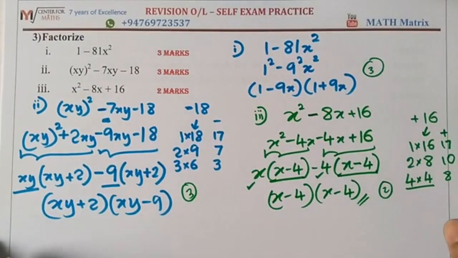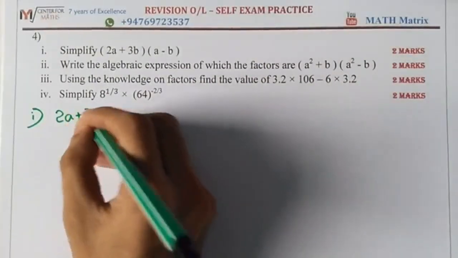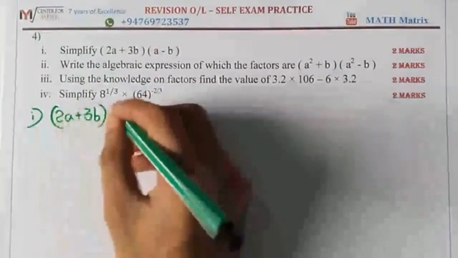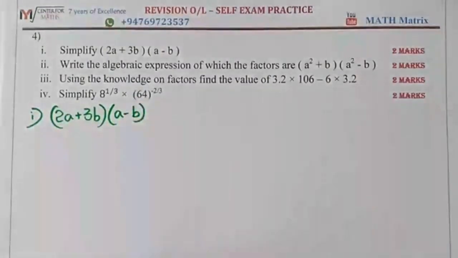Right, so now we'll move to question number 4. Simplify (2a plus 3b) times (a minus b). Difficult? You can ask soon after this session. Most often they have my contact number. If not, I'll share my contact number under this description.